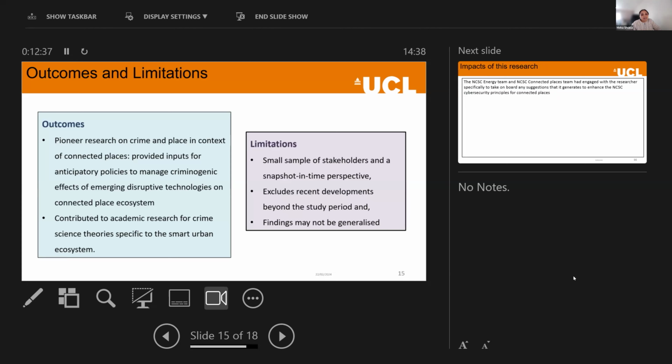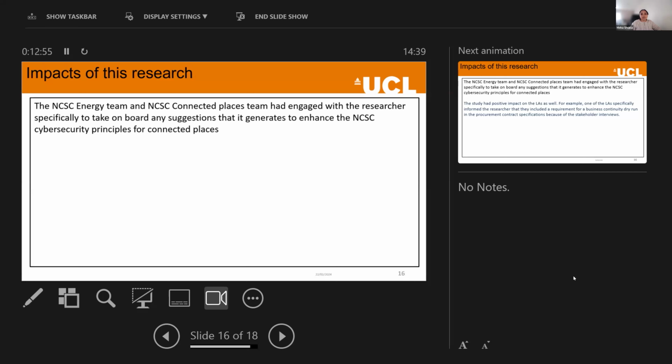In terms of limitations, I would say that my findings cannot be generalized because they were found using a very small sample, just 6 authorities, and they were also done in a particular period of time. So it was just a snapshot in that specific time period. So more research is required here. However, this particular research had a very good impact.